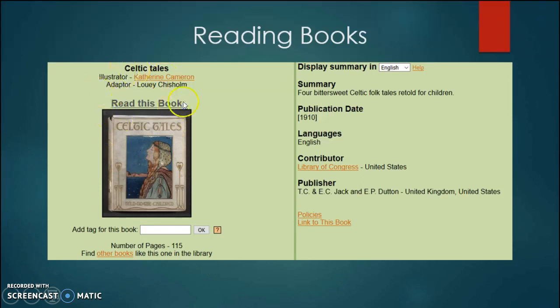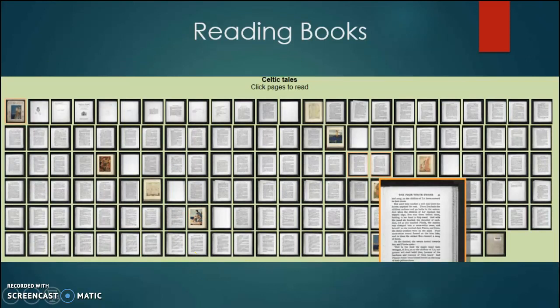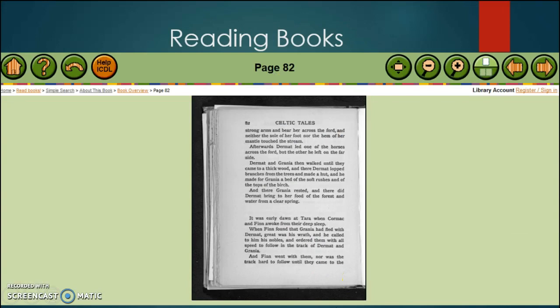So if you hit read this book right above the cover, this is a screen that pops up. It has a list of all the pages, and if you hover over a picture, then this pops up right here. It enlarges it so you can see it a little better, so you know exactly what you're clicking on. And once you click on that specific page, this is the screen it takes you to next.